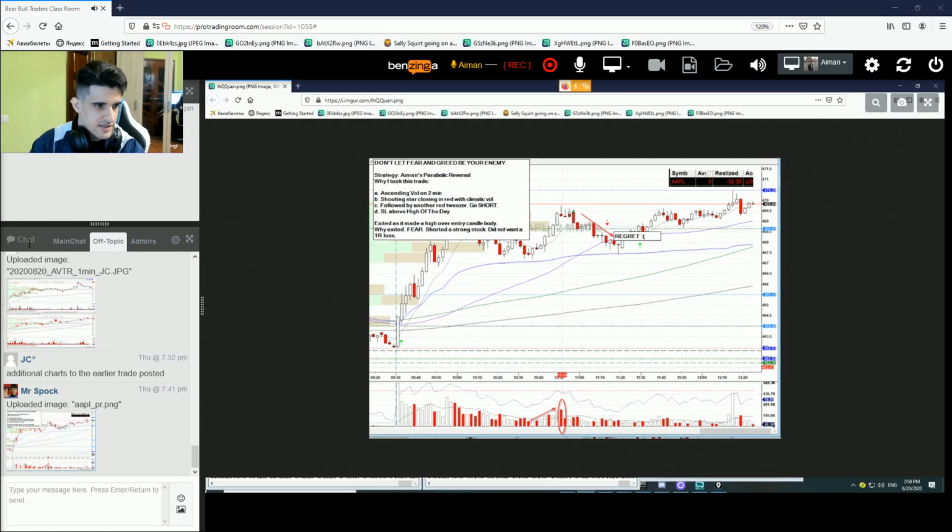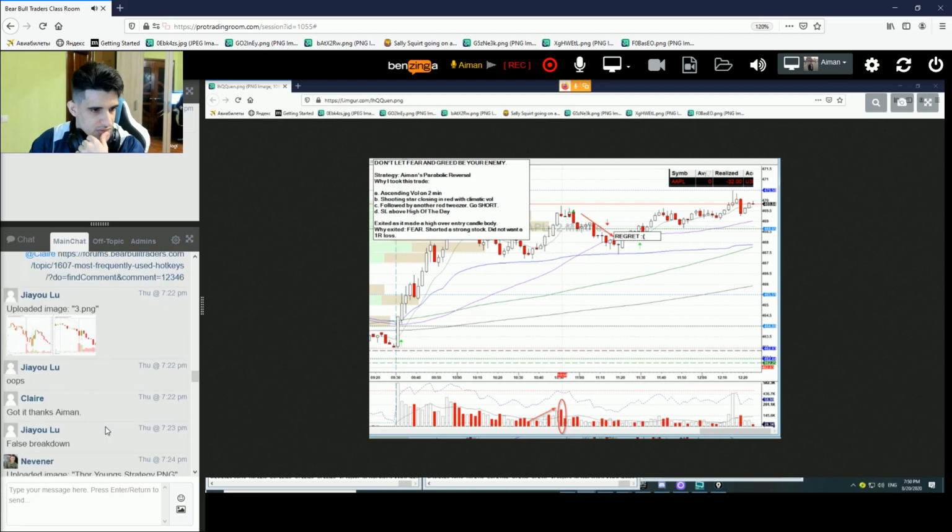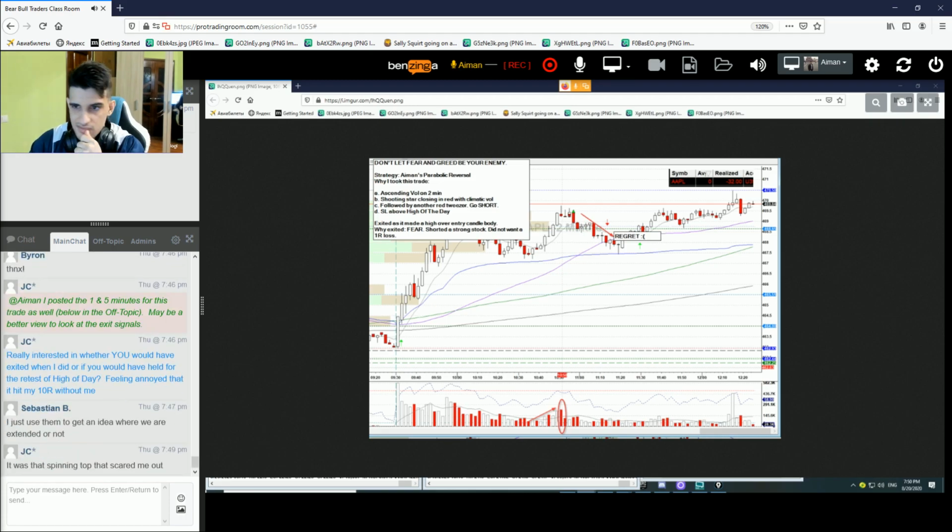So Mr. Spock, let's see what you did there. Don't let fear and greed be your enemy. Oh, that's sad actually. Did it hit your stop loss? Or you just exited?